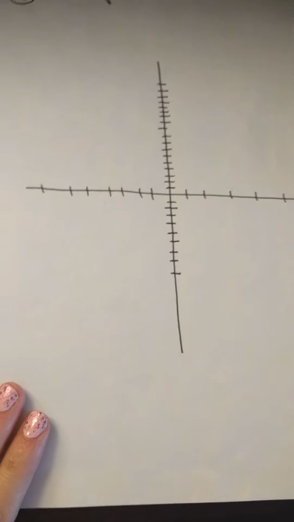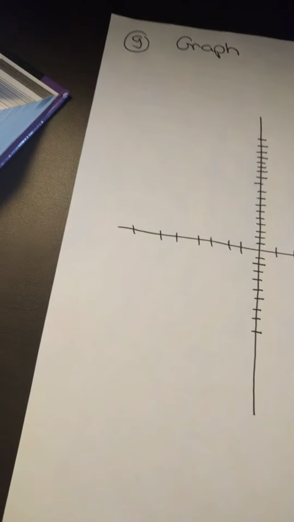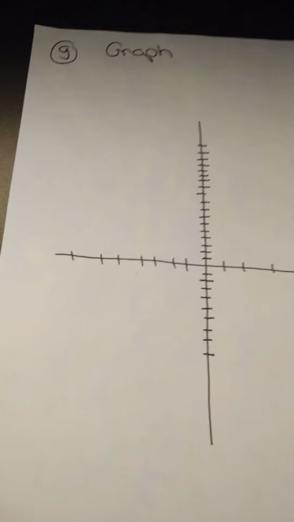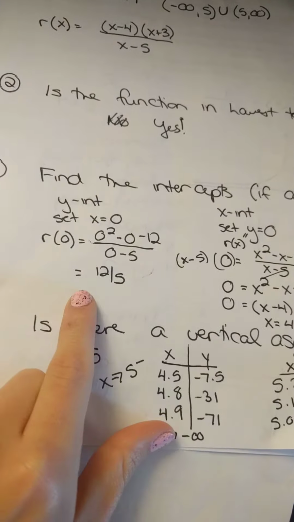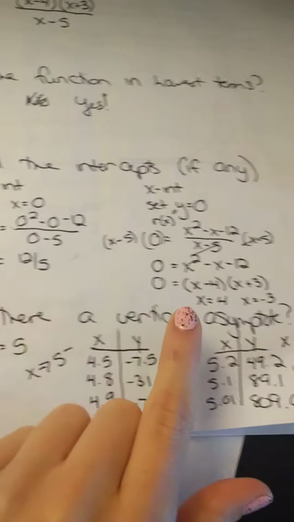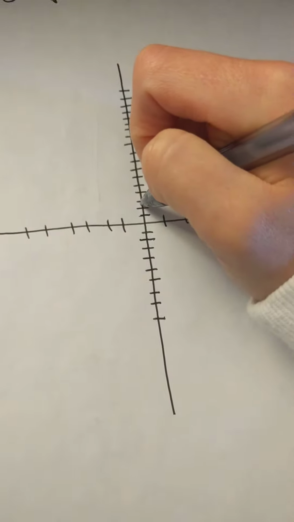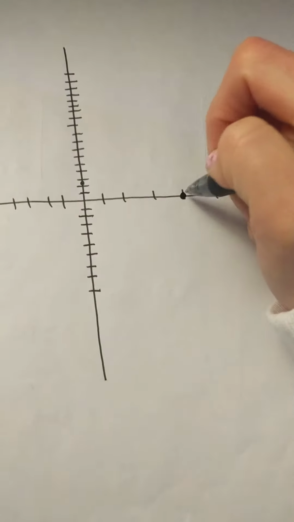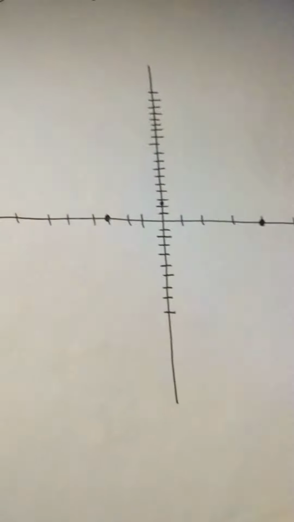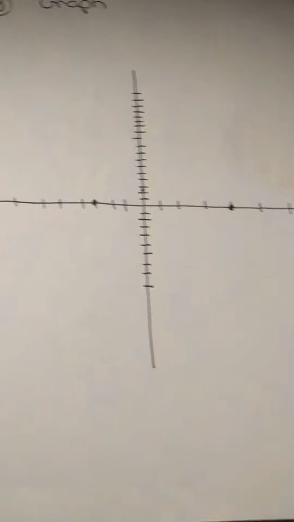Now the last step is to graph this. May I make the suggestion? Plot all the points that you know first. We first got points from our intercepts. I have a y-intercept of 0, 12/5. I have x-intercepts of 4 and negative 3. So I'm going to plot those on the graph. So 0, 12/5 is right about there. 4, 0 is right there. Negative 3, 0 is also right there. Okay, so that's my y-intercept and my x-intercepts.